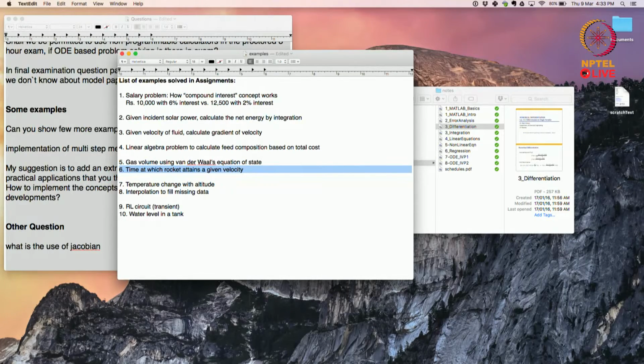It is used quite a bit in property estimation and so on, in research, as well as a little bit in industry as well. And the other type of problem was to find a time at which a rocket attains a given velocity. So this type of problem, where the second problem is a little bit of a design problem. An example of a design problem from chemical engineering is this.